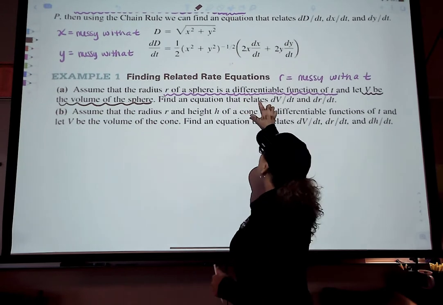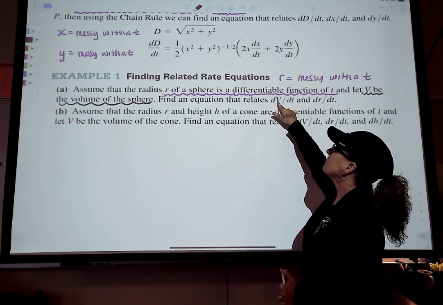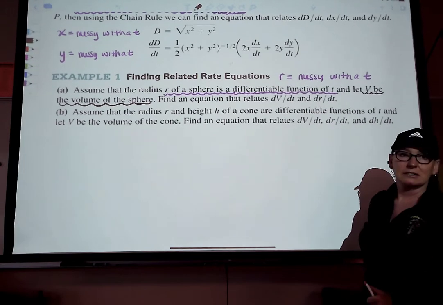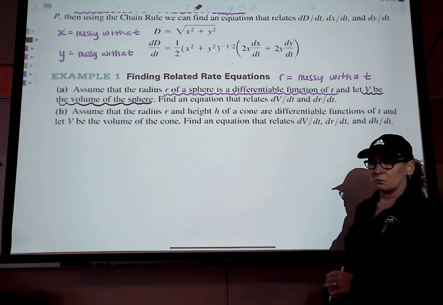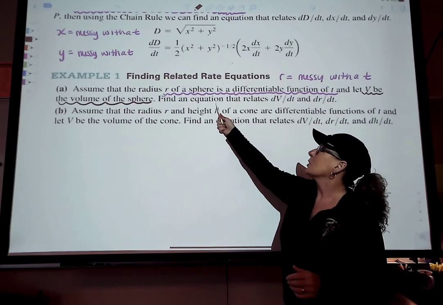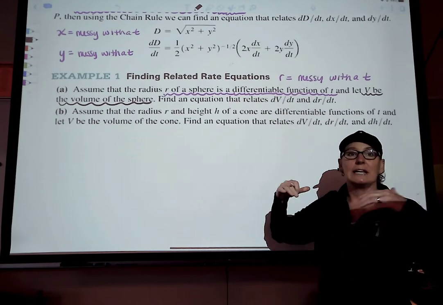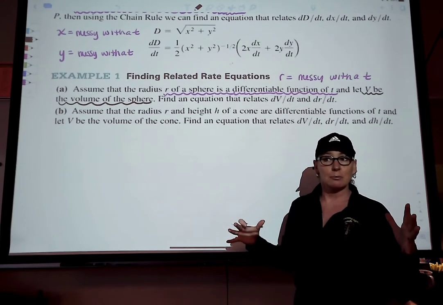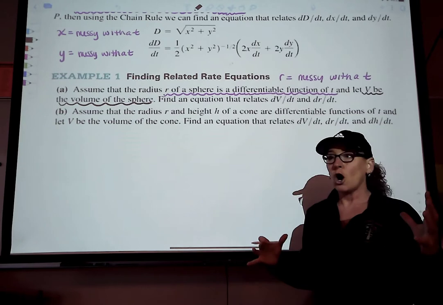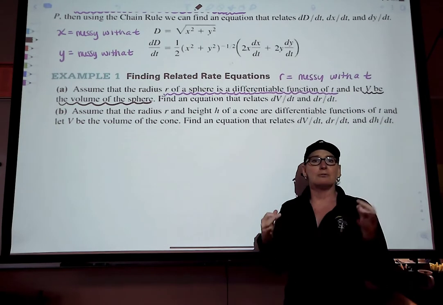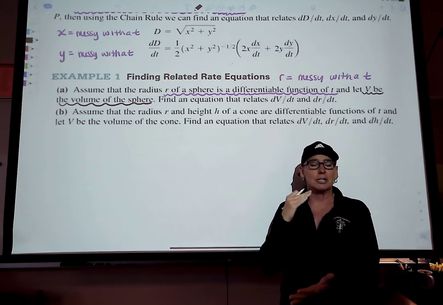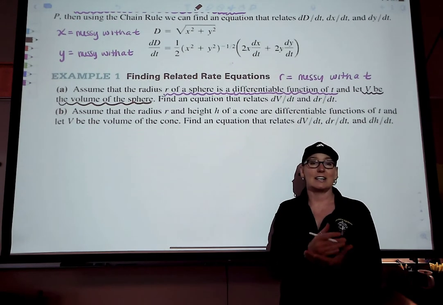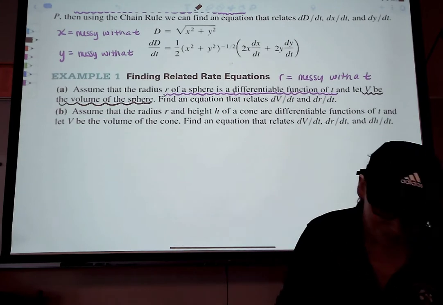Find an equation that relates the derivative of v with respect to t and the derivative of r with respect to t. Well, before we find an equation of a derivative, we need the original equation. So I'm going to start with an equation of volume of a sphere. I would hope that you know that. If you don't, you're going to know it after the next 30 seconds. Memorize it, because you're going to need it over and over and over again.